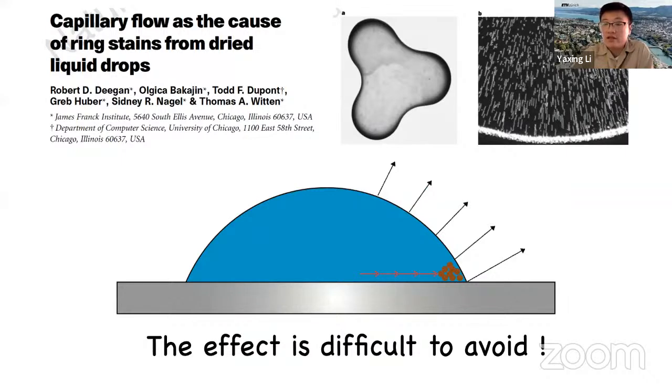But as you can imagine, this effect is not very favorable in industry. For example, in inkjet printing, you don't want, after the drying of your ink drop, to have a darker color on the edge and a lighter color in the center. It will basically ruin the quality of your printing.